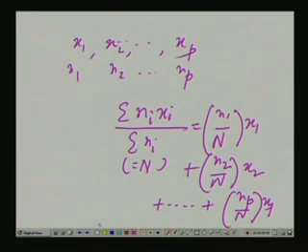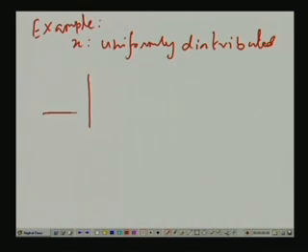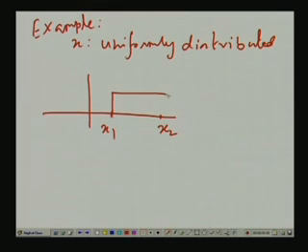Take an example. Suppose x is uniformly distributed. Maybe there are two values x 1 and x 2. Uniformly distributed means within this range it has a constant probability, and outside this range its probability is 0, right. Since the total probability has to be equal to 1, if this width is x 2 minus x 1, the area has to be 1. So, the height will be 1 by x 2 minus x 1.